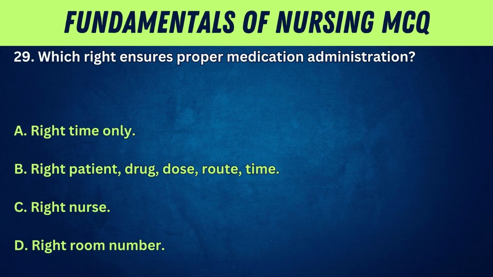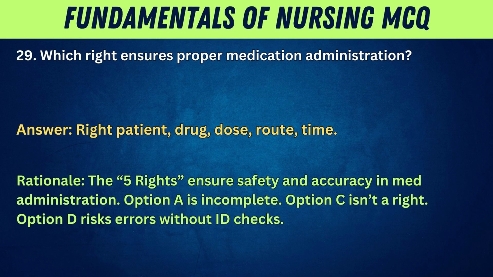29. Which right ensures proper medication administration? A. Right time only. B. Right patient, drug, dose, route, time. C. Right nurse. D. Right room number. Answer: Right patient, drug, dose, route, time. Rationale: The 5 rights ensure safety and accuracy in med administration. Option A is incomplete. Option C isn't a right. Option D risks errors without ID checks.